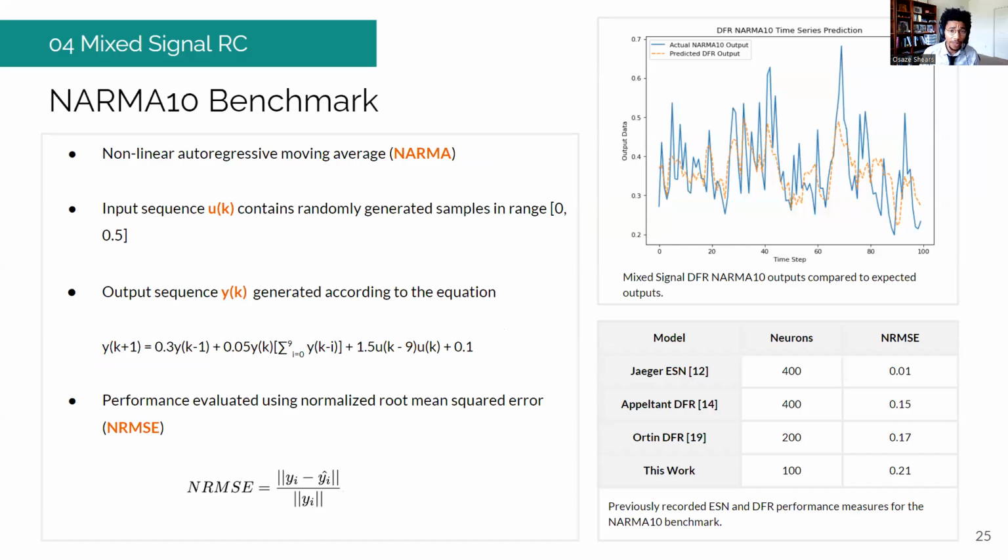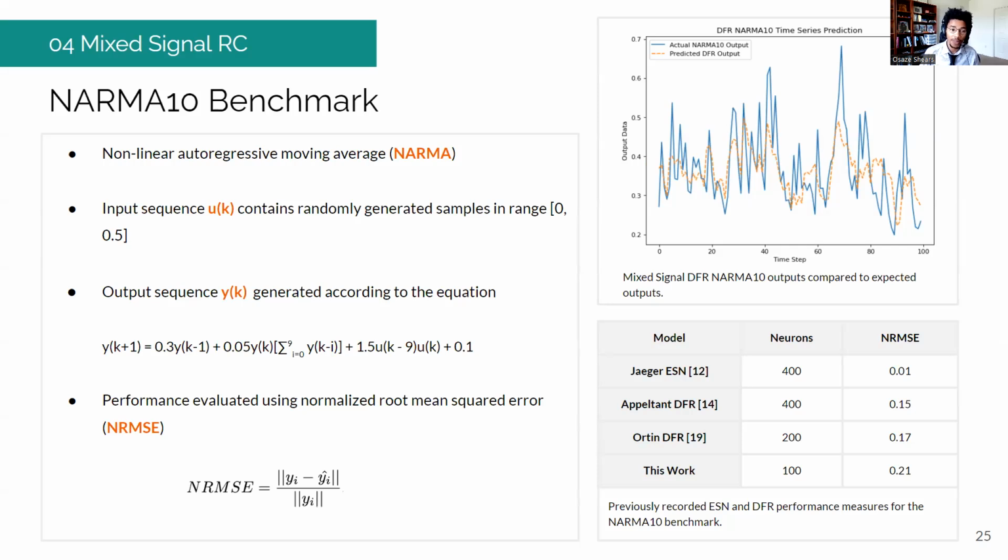To evaluate this approach, we use two different benchmarks. NARMA 10 is a common benchmark for reservoir computing. The second benchmark, shown in the next slide, is the spectrum occupancy problem that was discussed earlier. NARMA 10 was demonstrated in Jaeger's work with the ESN, and also Appleton's work with the initial DFR implementation.